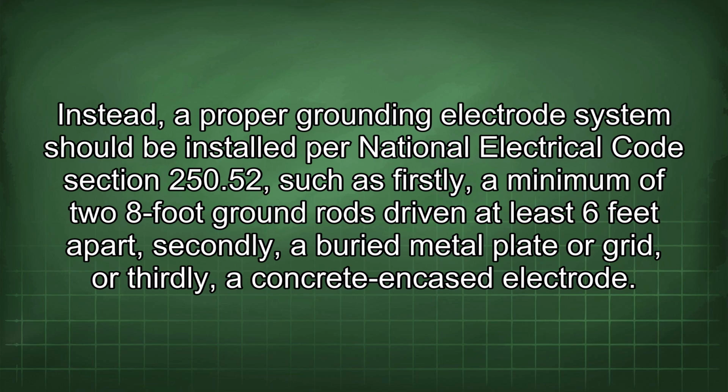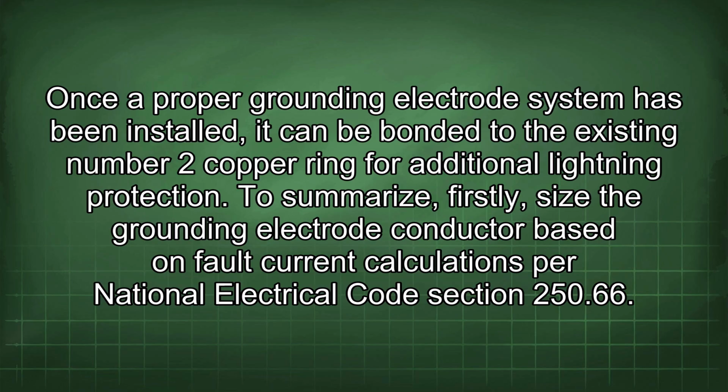Instead, a proper grounding electrode system should be installed per National Electrical Code Section 250.52, such as firstly, a minimum of 2 8-foot ground rods driven at least 6 feet apart, secondly, a buried metal plate or grid, or thirdly, a concrete encased electrode. Once a proper grounding electrode system has been installed, it can be bonded to the existing number 2 copper ring for additional lightning protection.